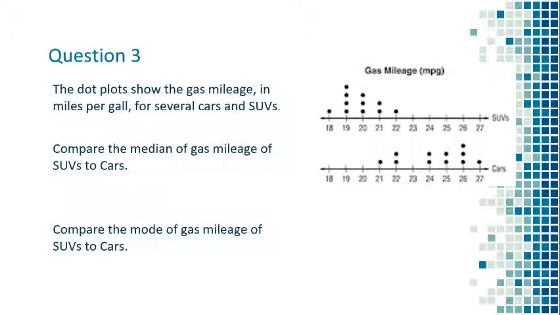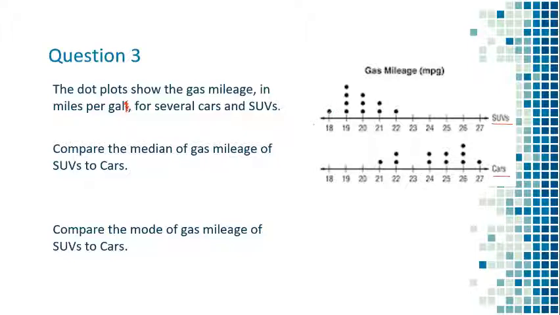All right, so moving on to question number 3. So it says the dot plots show the gas mileage in miles per gallon, that's supposed to say gallon, for several cars and SUVs. So here I have my SUVs, here I have my cars. It says to compare the median of gas mileage of SUVs to cars.